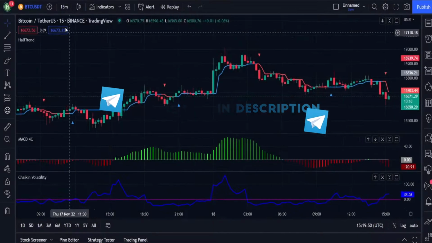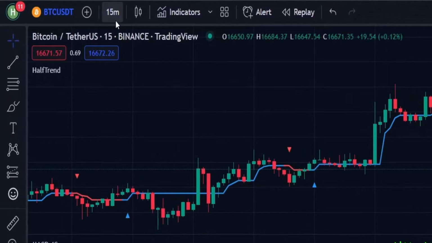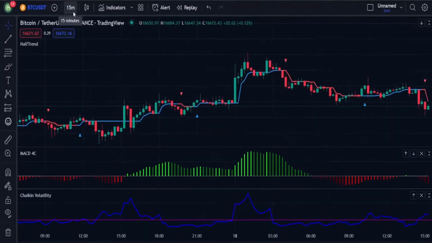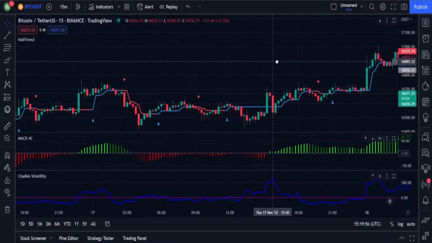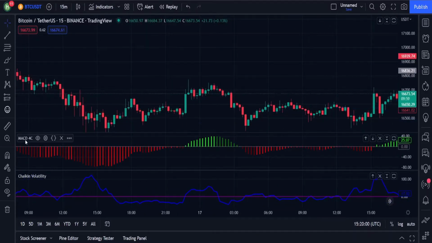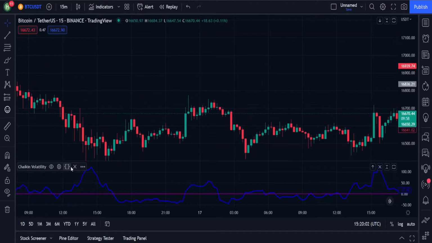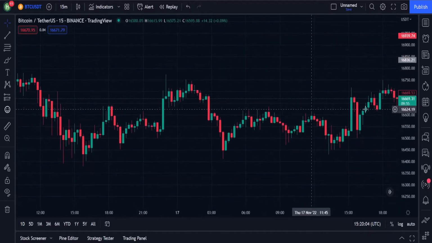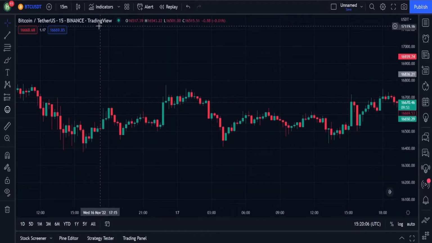So I'm in TradingView and I'm going to be using the Bitcoin chart in a 15-minute time frame. This is what our chart is going to look like when we're done setting up our indicators. I'll quickly clear the chart so that everything can be explained from the beginning. So for this strategy, we're going to use 3 free to use indicators.